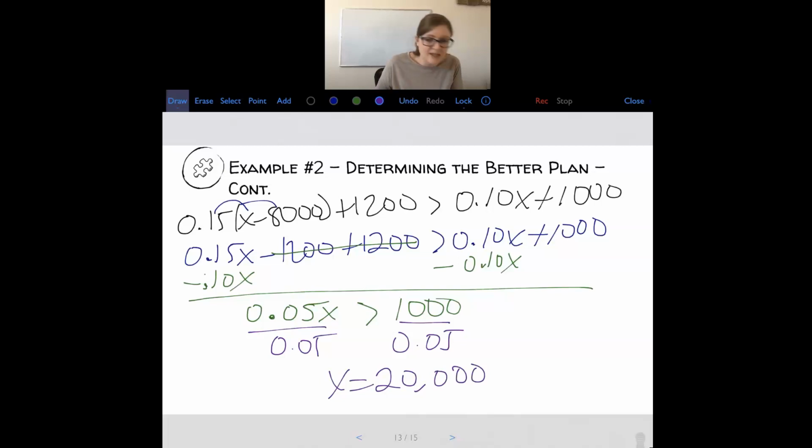So plan B is better than plan A in the case that the sales earnings is $20,000 or more. Okay, or rather this should say more than 20,000, not or equal to, but more than. So $20,001 or 1 penny, but more than that amount.